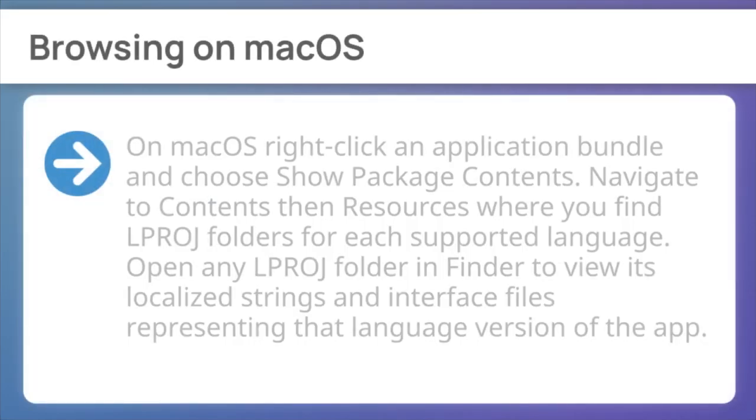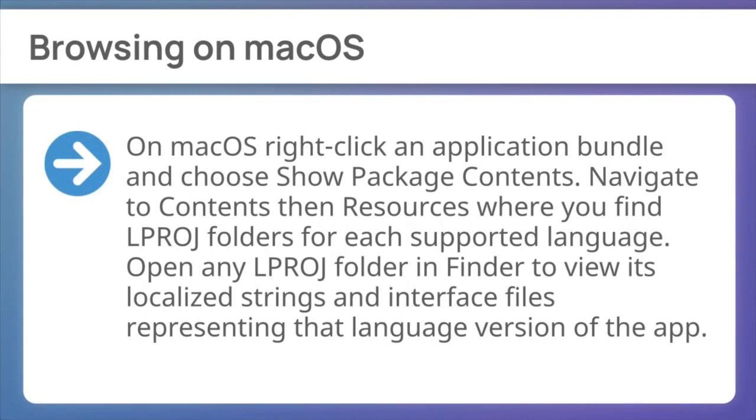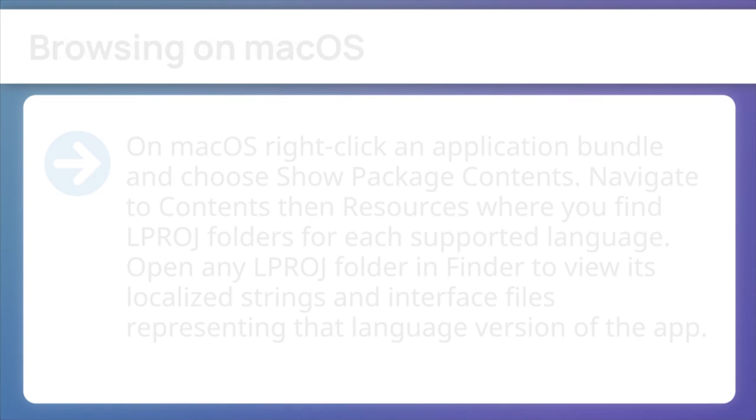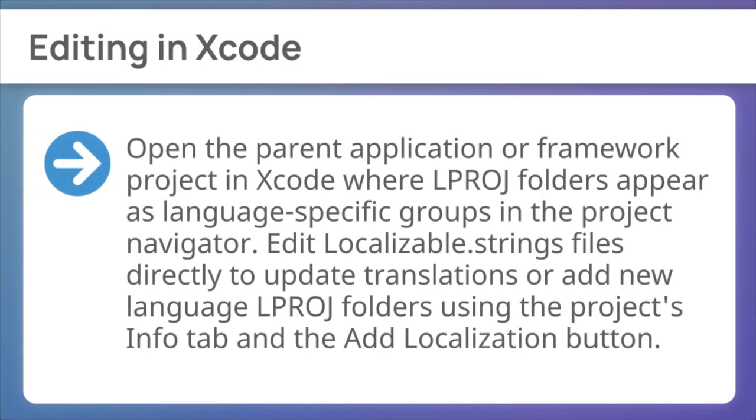First, browsing on macOS. On macOS, right-click an application bundle and choose Show Package Contents. Navigate to Contents, then Resources, where you find LPROJ folders for each supported language. Open any LPROJ folder in Finder to view its localized strings and interface files representing that language version of the app.